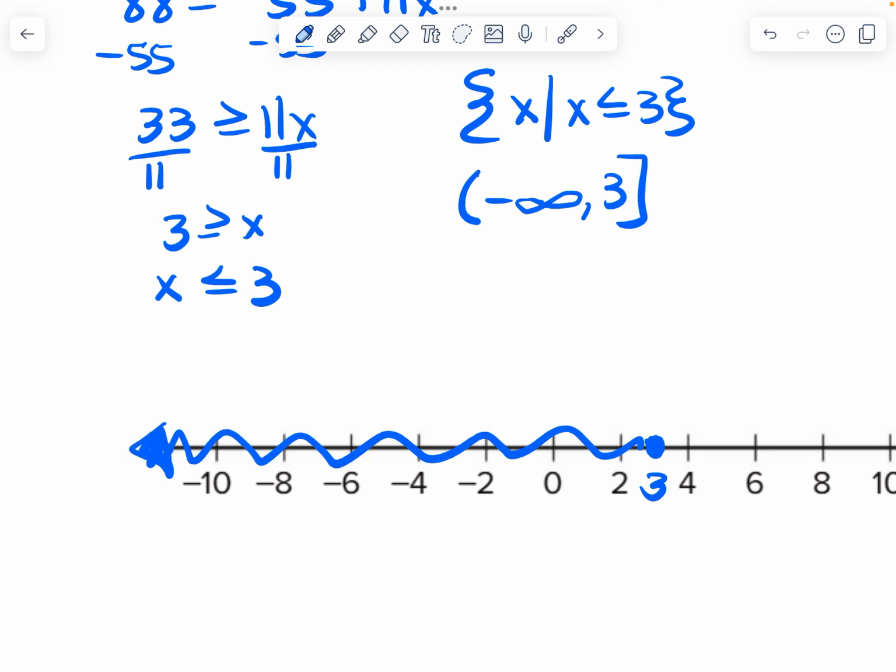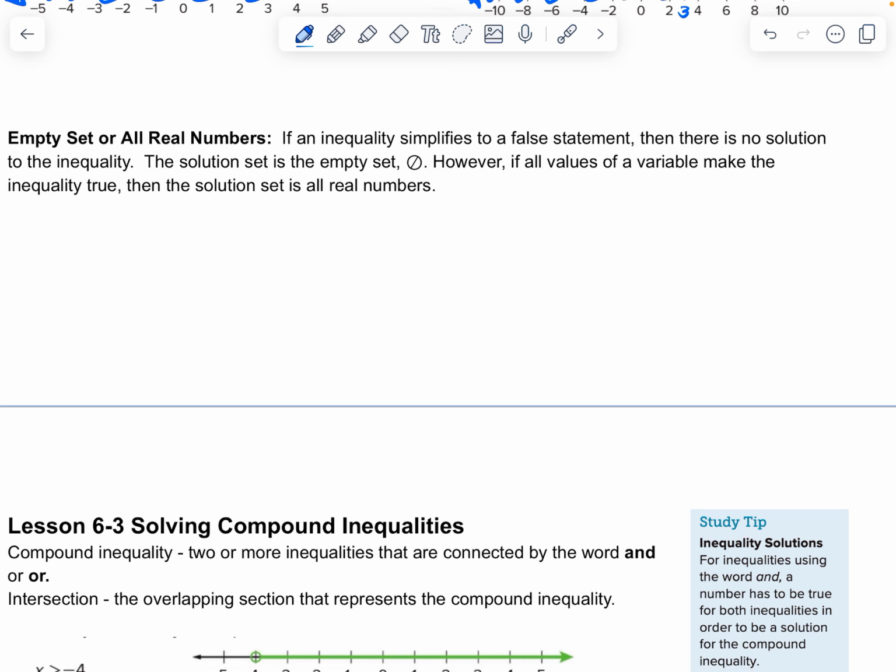Okay, then this next part says an empty set or all real numbers. If the inequality simplifies to a false statement, then there's no solution to the inequality. The solution set is an empty set. However, if the values of the variable make the inequality true, then the solution is all real numbers.